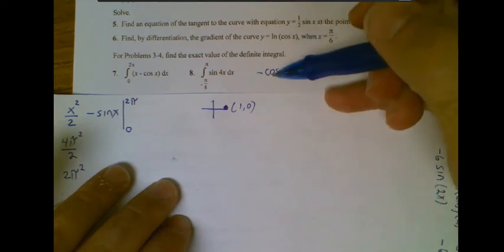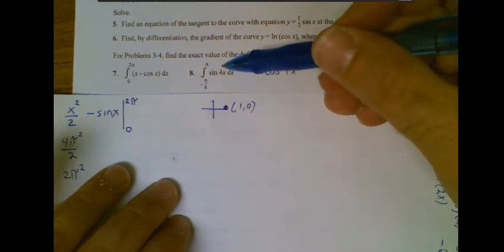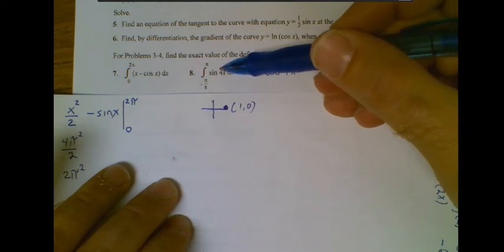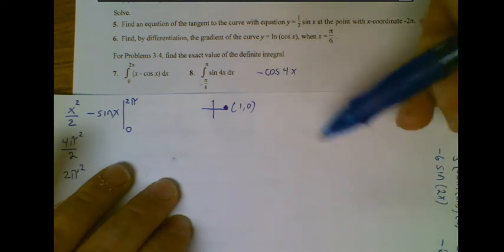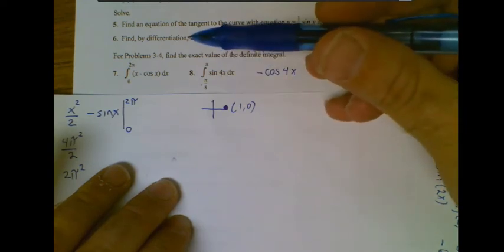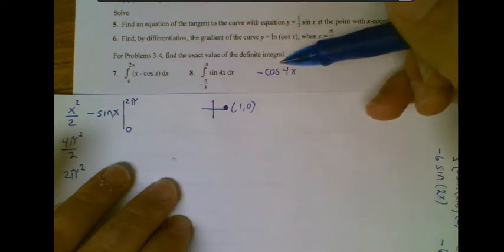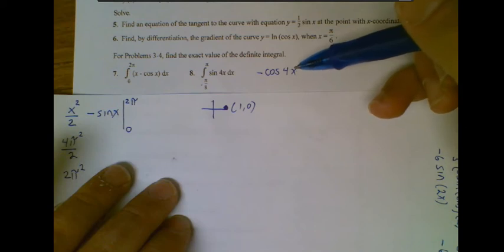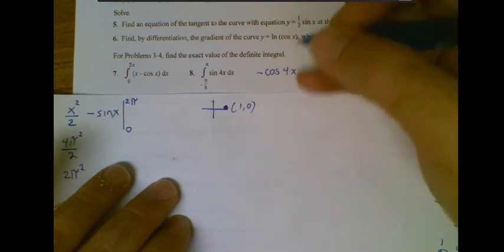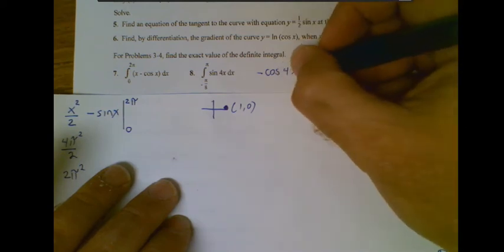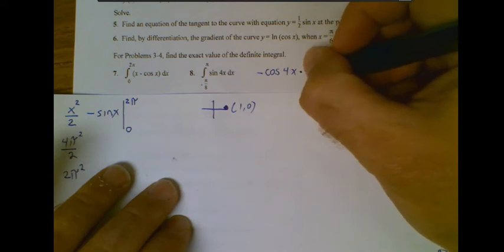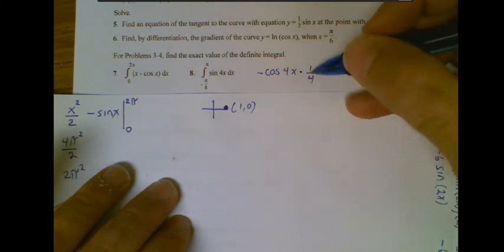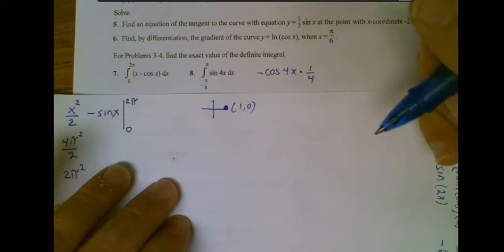Anytime you integrate, you have to remember to divide by the derivative of the interior function. So remember, when you're doing derivatives, you multiply by the derivative of the interior function. But when you're doing integrals, we divide by the derivative of this. So if I divide by the derivative of 4x, that's just dividing by 4, or you could say I'm multiplying by 1/4. Same thing.